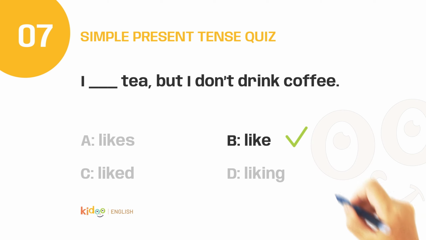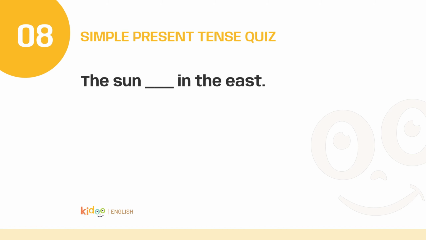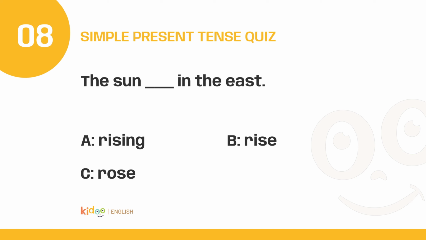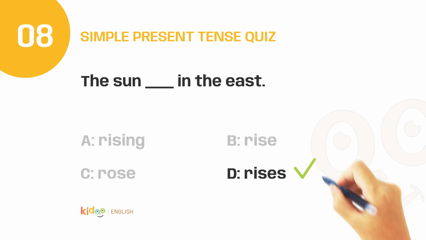I like tea, but I don't drink coffee. I uses the base form like, without adding s. The sun rises in the east. The sun is singular, so the verb rise takes s to become rises.